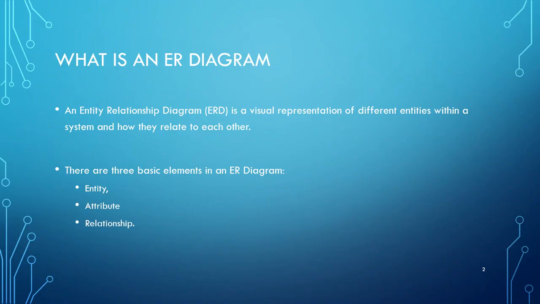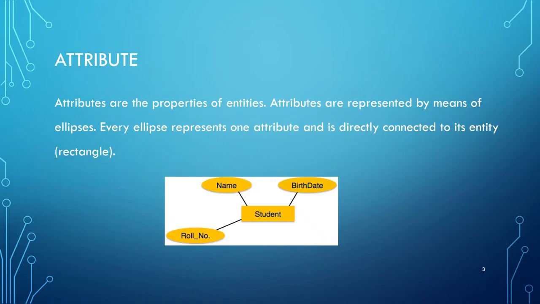There are three basic elements in an ER diagram. That is entity, attribute and relationship. In this video we are going to see about attributes. Attributes are the properties of entities. Attributes are represented by means of ellipse. Every ellipse represents one attribute and it is directly connected to its entity. Attribute represents the columns in the table.